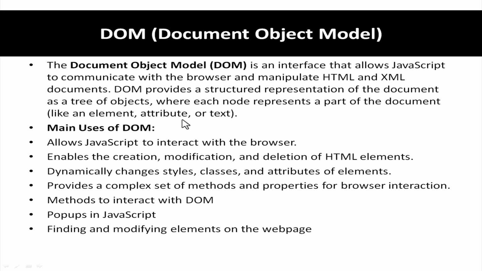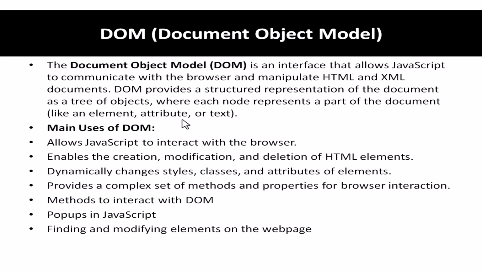Hi, today we are going to discuss the Document Object Model. The Document Object Model is an interface that allows JavaScript to communicate with the web browser and manipulate HTML and XML documents. For example, if you want to apply dynamic styles in the browser, you can use this Document Object Model.